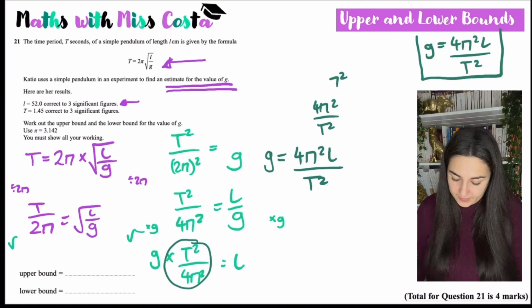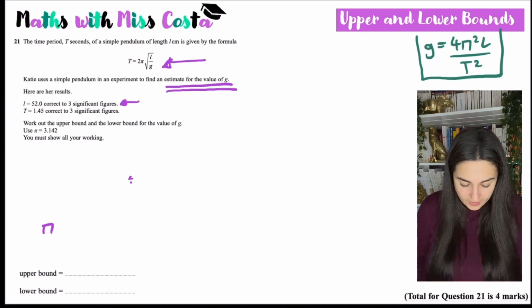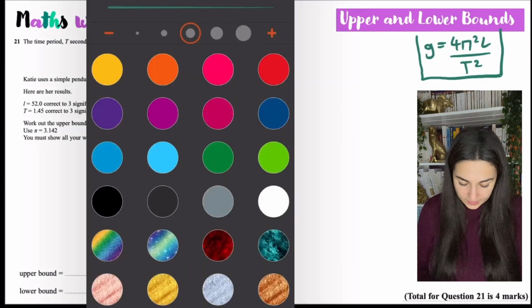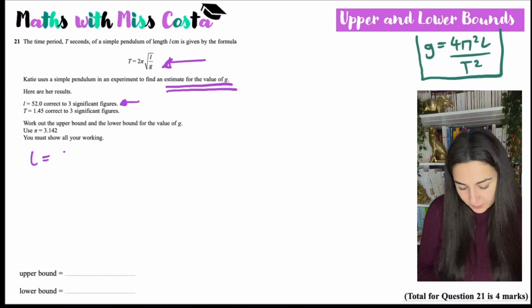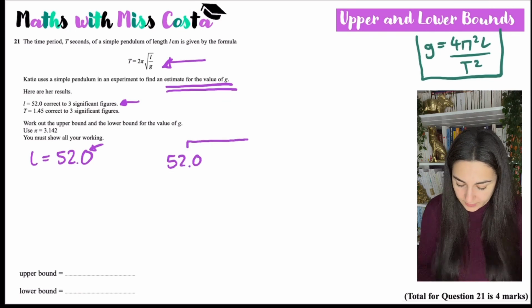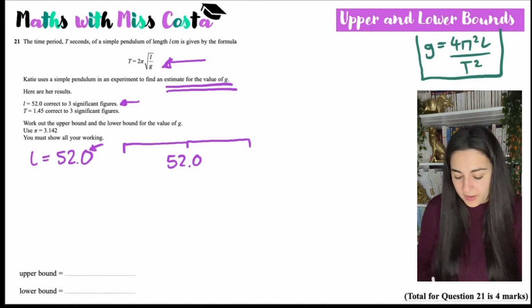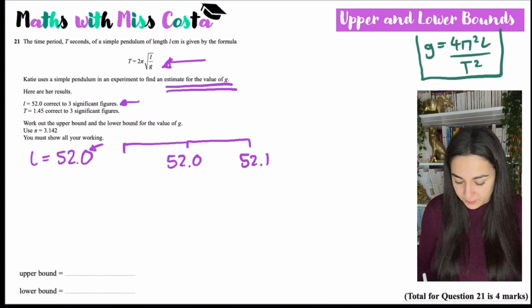And then let's get rid of this so that we can work out the upper and the lower bounds. So L is 52.0 to 3 significant figures. So this is the part I'm interested in. So 52.0. I want to know what the upper bound and the lower bound is. Well, to 3 significant figures, what it would round to, if I rounded it up, would be 52.1. And what it would round down to would be 51.9.